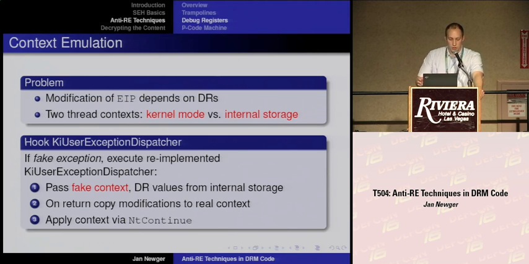And on return, that is when the handler returns to our KiUserExceptionDispatcher re-implementation, we would need to merge the modifications made by the handler back into the real context. And after this, we would apply the final context again via NtContinue, as the original KiUserExceptionDispatcher does.